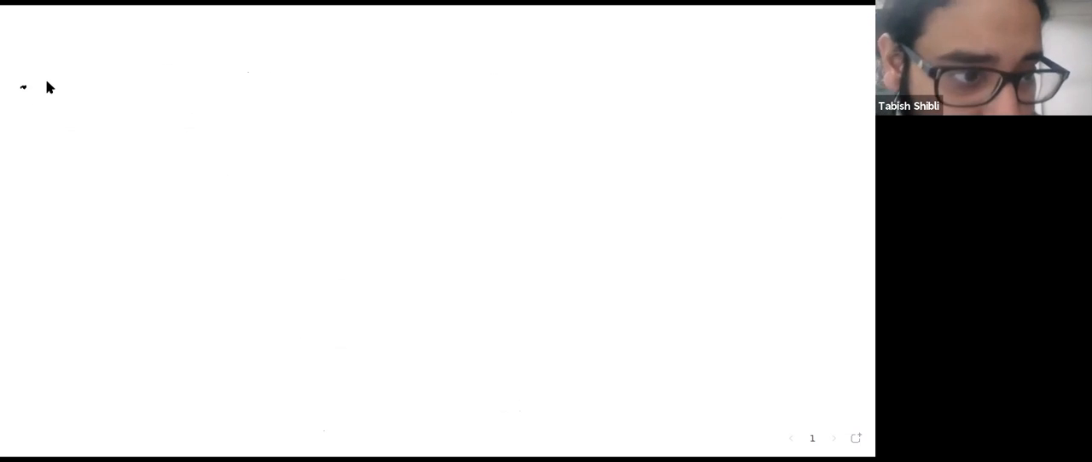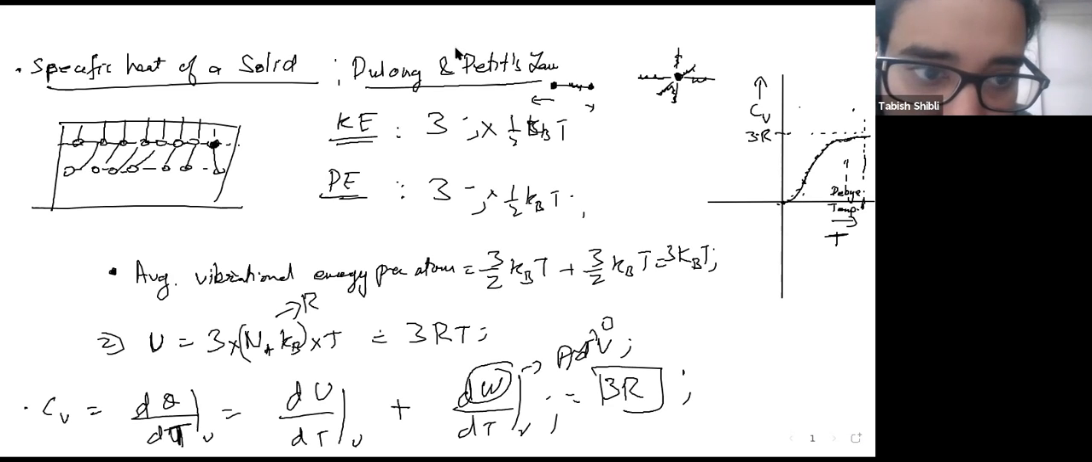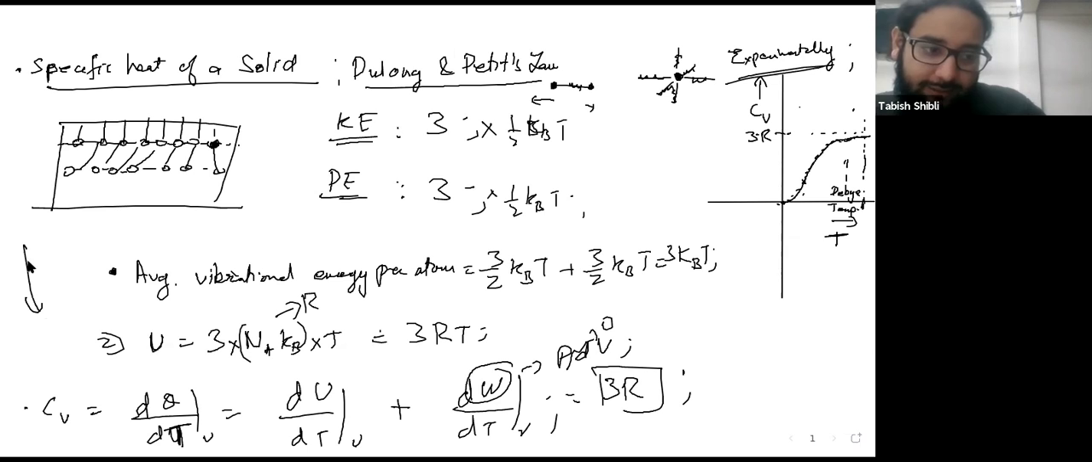Can you re-explain that graph you made of specific heat and temperature? The graph. Yes sir. So this is what we see experimentally. This is what is happening experimentally. ये तो हमने theoretically सब कुछ derive किया है.